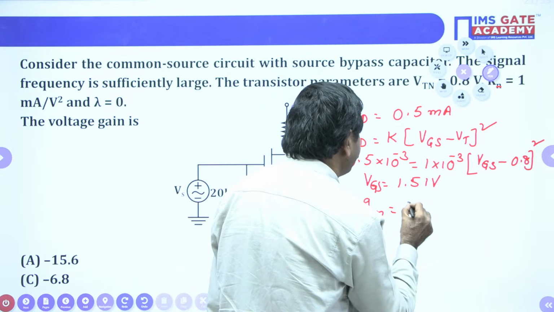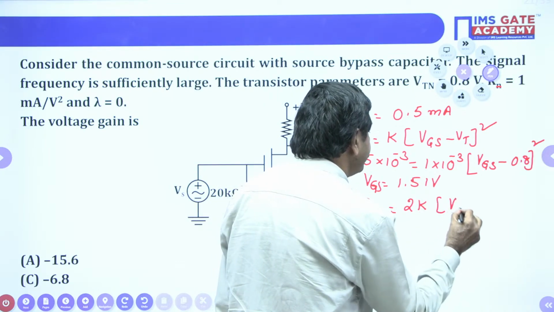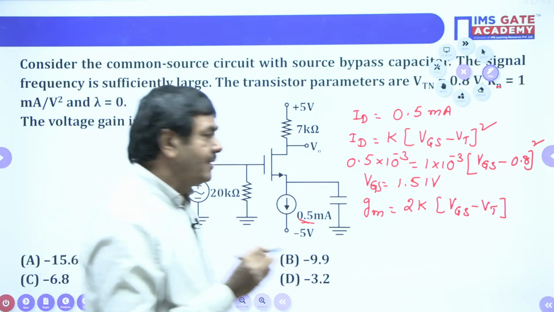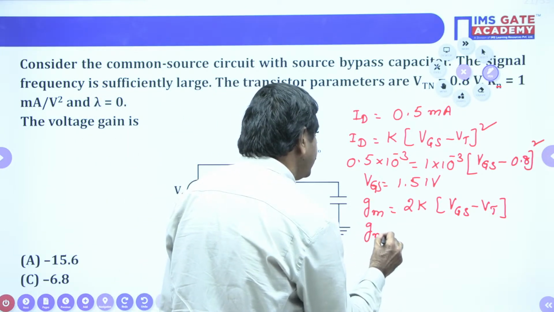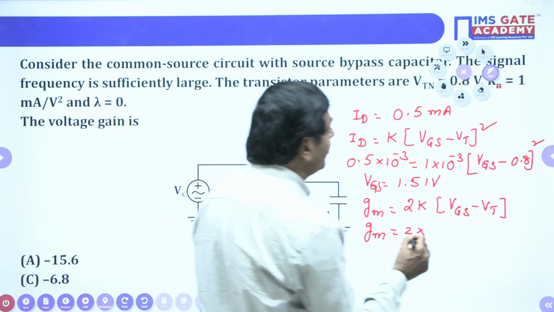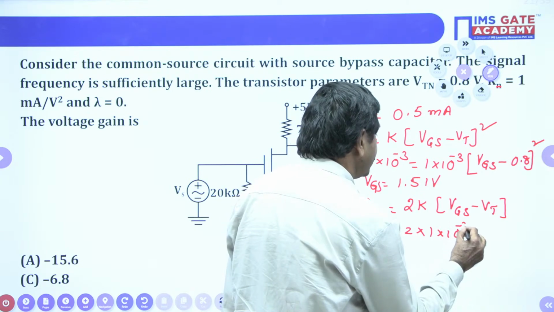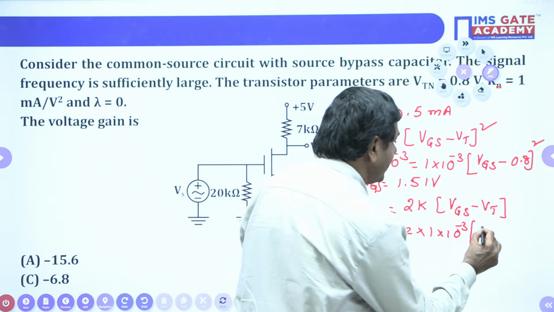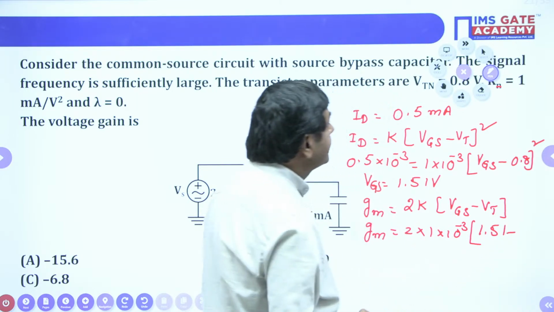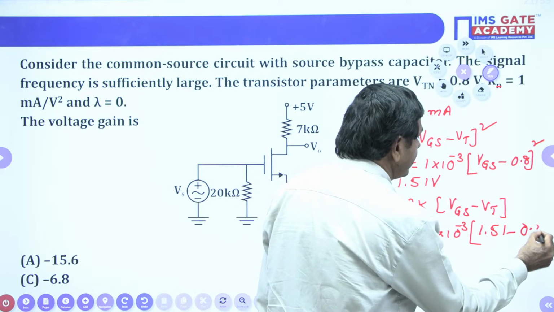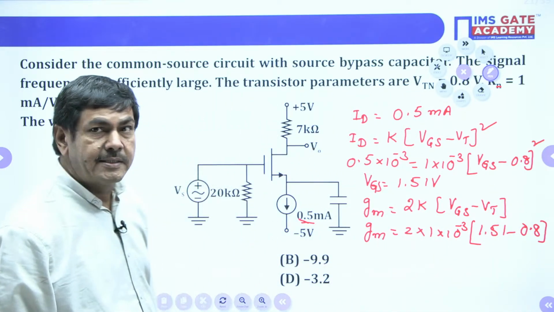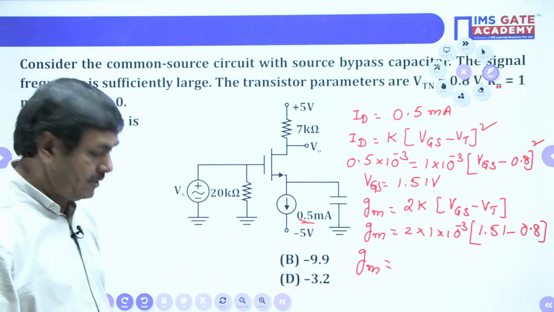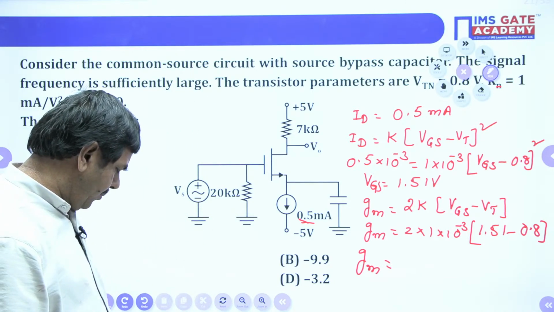GM is nothing but 2K into (VGS minus VT), just by differentiating. Once you apply differentiation, I can get GM. In this problem, the transconductance GM equals 2 into K. What is the K value given here? 1 into 10 power minus 3, that is, 1 milliampere per square volt. VGS we got is 1.51, and VT is 0.8. Now we can get the value of GM. The transconductance you will get is exactly 1.42 milliamperes per volt.